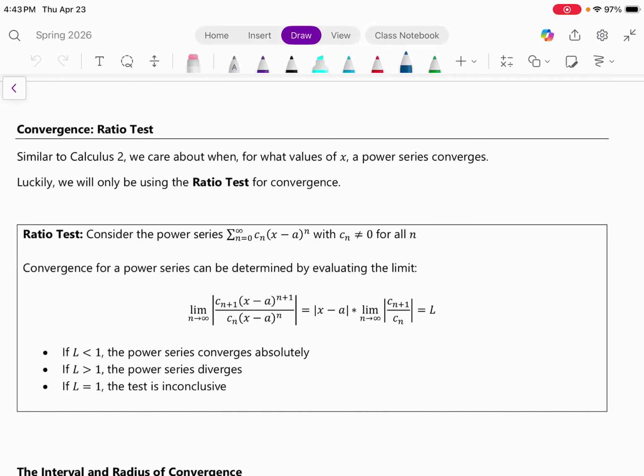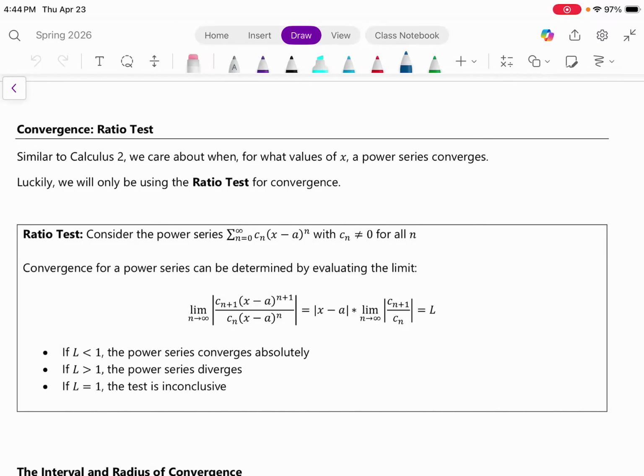Okay, welcome back to this section 6.1 video. In this video, we're going to recap the ratio test that you should have learned in Calculus 2, trying to see whether a series converges or diverges.